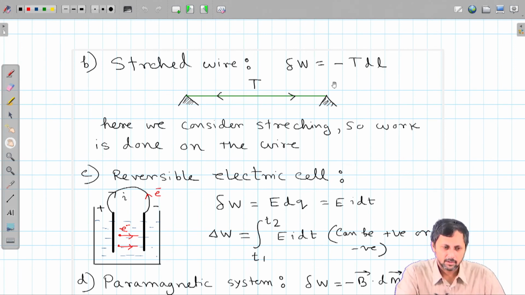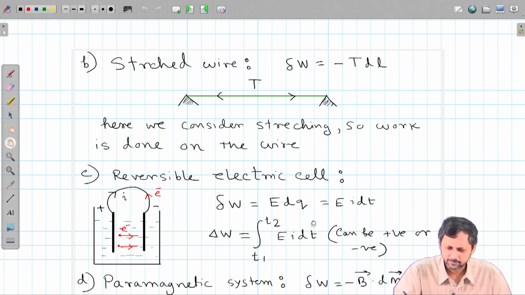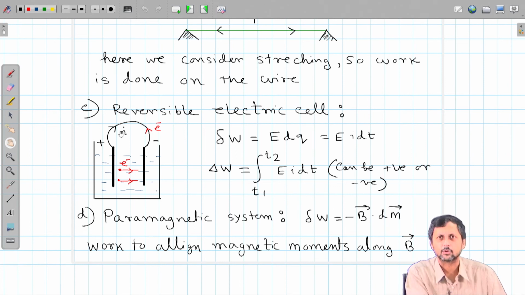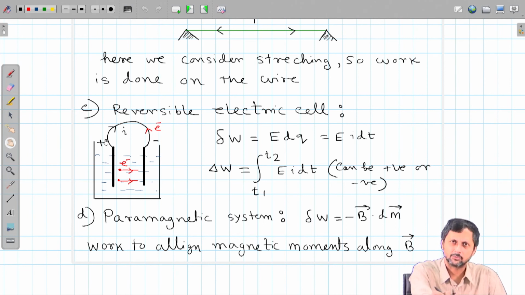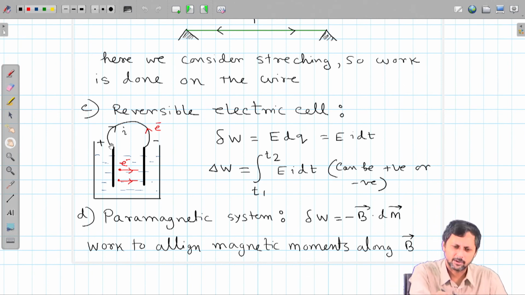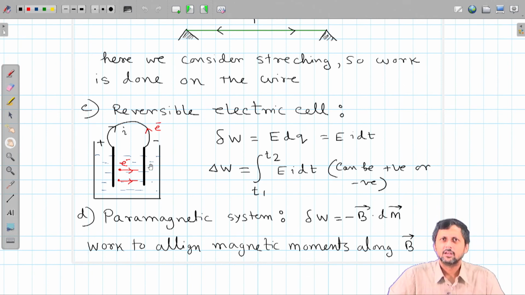Okay. Reversible electric cell: we have electrons going from positive to negative electrode inside the electrolyte medium, and from negative to positive electrode outside when there is a wire connected between the positive and the negative terminal of a battery, right. So, the current is flowing from positive to negative. Here the work done is given by E dq.